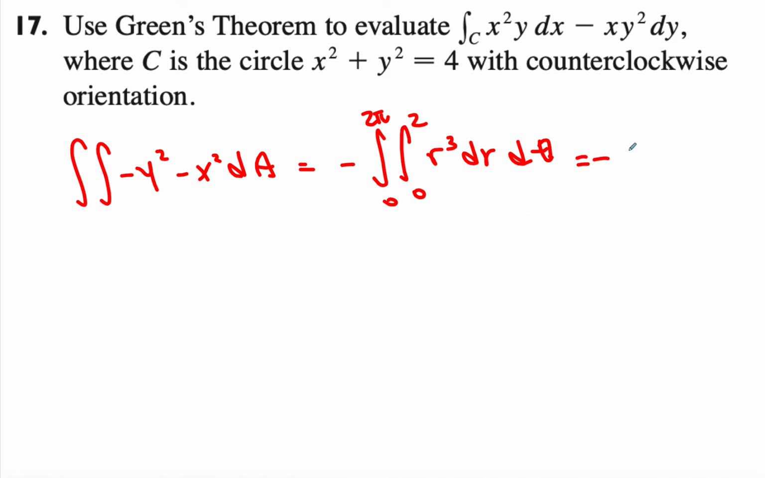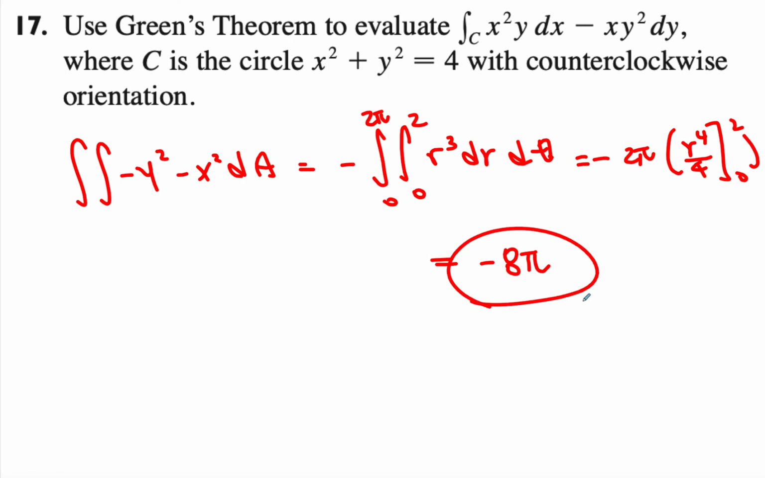So we have negative 2 pi multiplying together, and then the other one is r to the 4th power over 4, 0 through 2. When you plug in 2, you get 16, so we get minus 8 pi. When you plug in 0, it becomes 0, so minus 8 pi becomes our final answer.